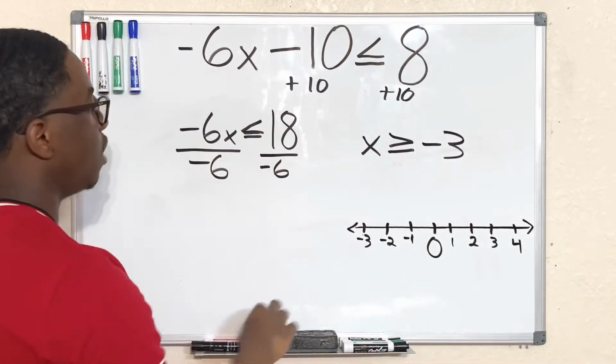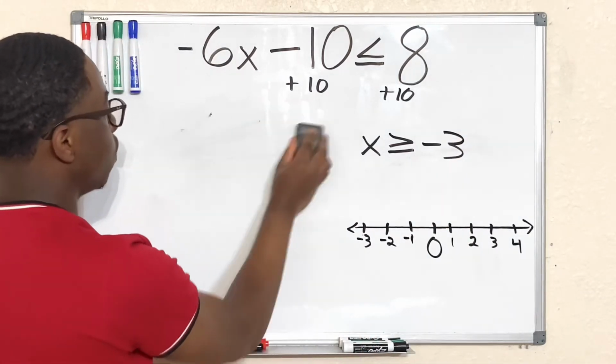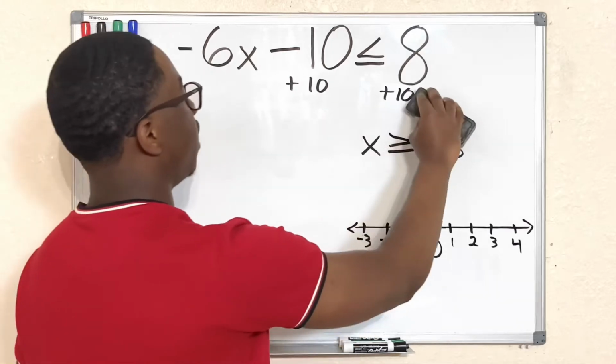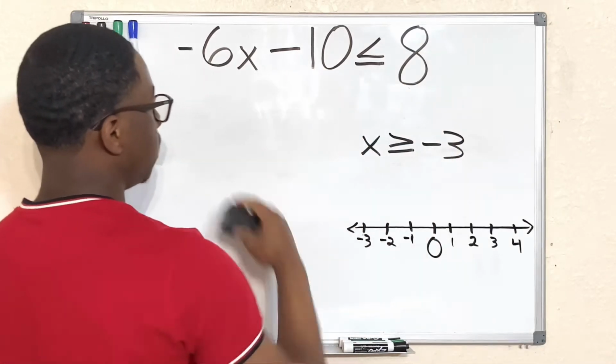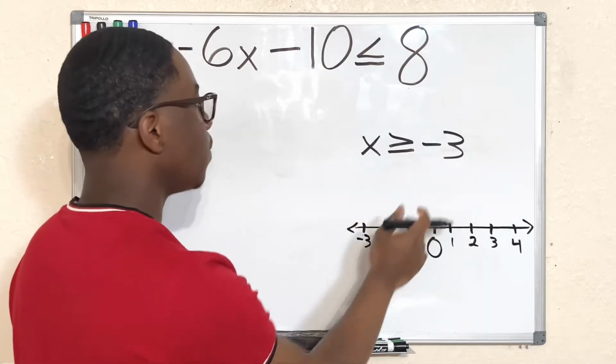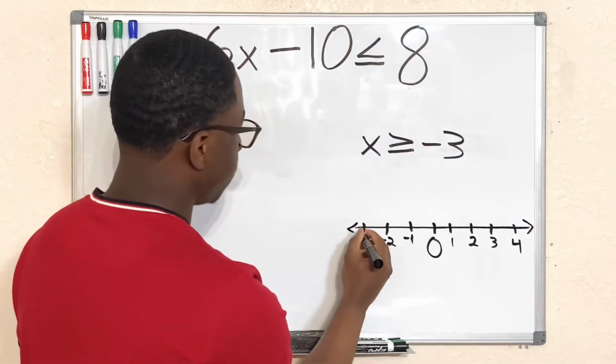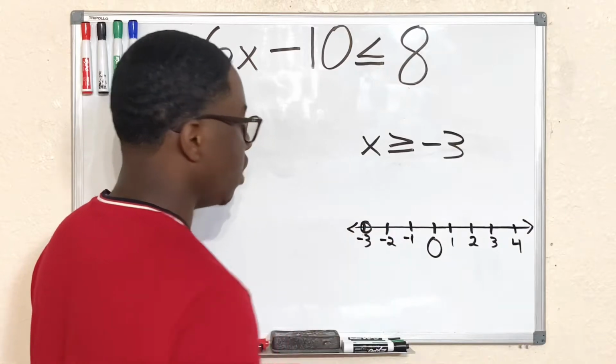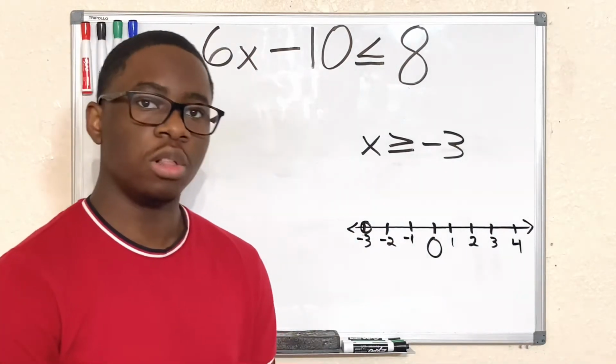All right, so now that we have that, let's go ahead and clean our workspace. But we still have to graph it, right? So let's go ahead and graph it. So x is greater than or equal to negative 3. So negative 3 is our starting point. So I'm going to circle the point above it. But am I going to leave it open or closed?